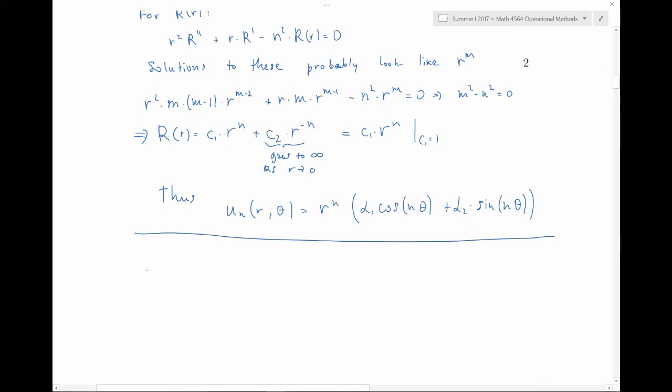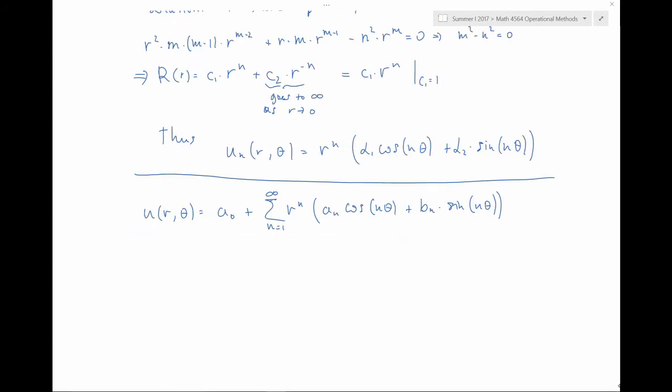We can join it with the solution that we obtained for the case when sigma was 0 and just say that u(r, theta) is going to be some constant, which I'm going to call a naught, plus the sum as n goes from 1 to infinity of r to the power n times, I'm just going to call alpha 1 an, times cosine of n theta plus alpha 2, I'm going to call it bn, times sine of n theta. And at this point we can recognize that this is a real Fourier series for the boundary condition f of theta.